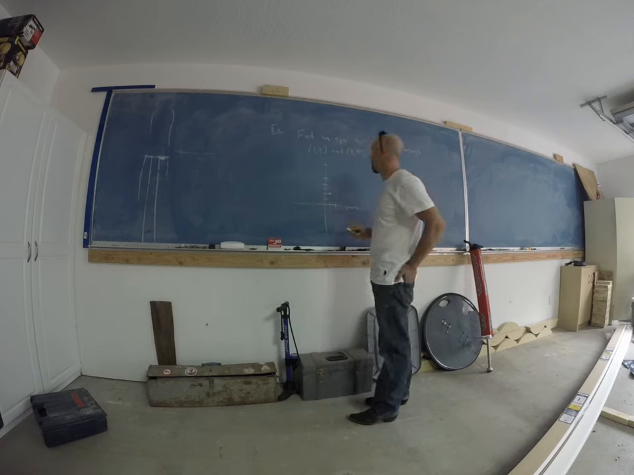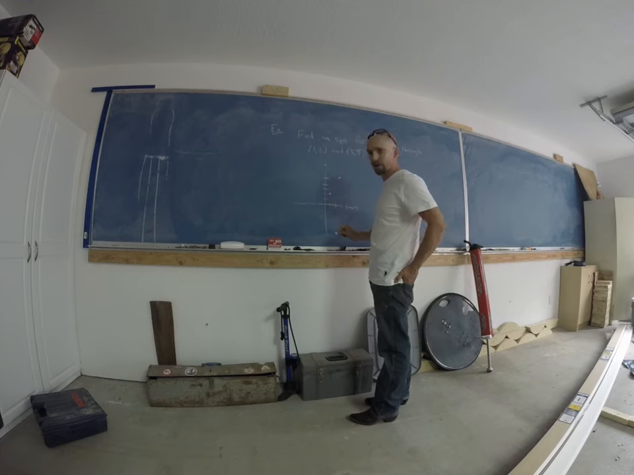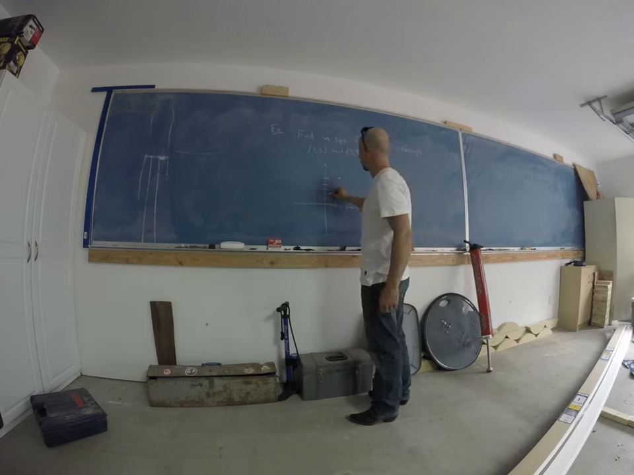Okay, now I should graph the point 3, 5. So I go over 3 units, up 5 units. So I get my point 3, 5 here. Now I should be able to draw a line between those. Okay, so I do that.